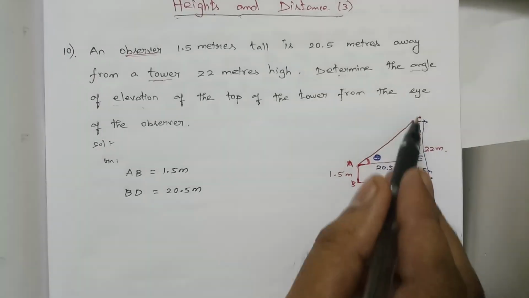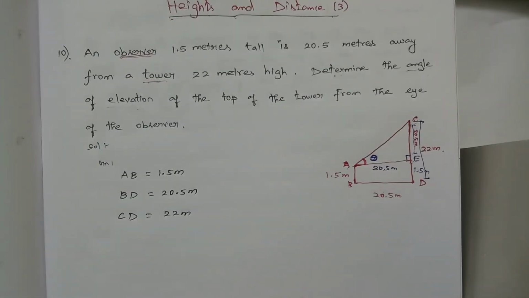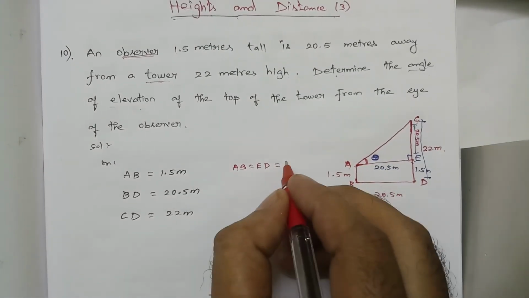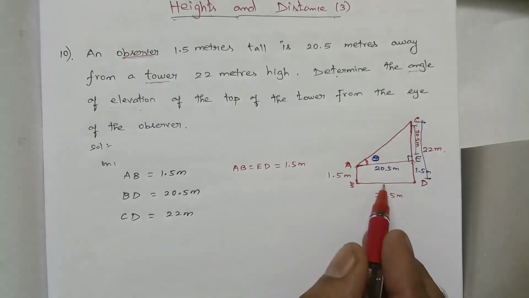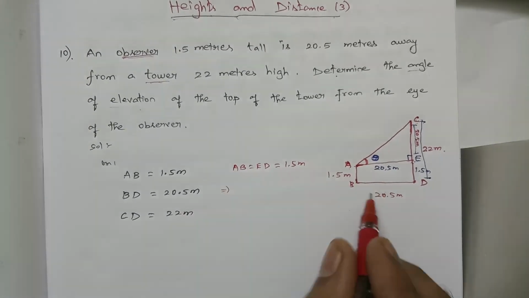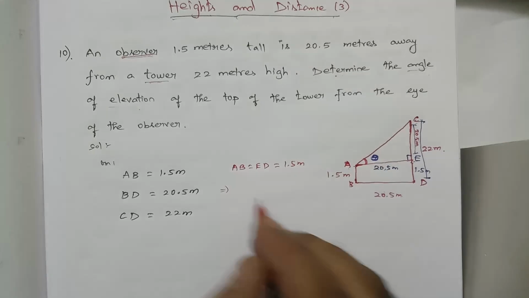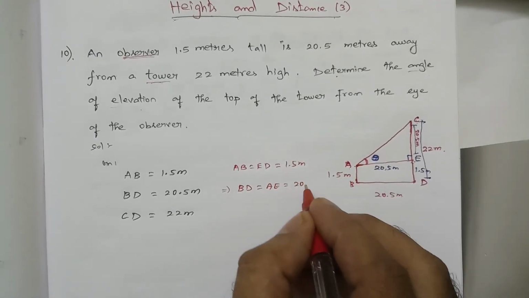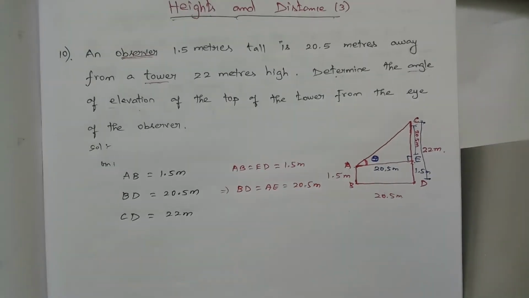And one more thing is CD, the height of the tower. CD is equal to 22 meter. This is given, right? From the given, we are finding. So already we know that AB is equal to ED, which is 1.5 meter. Next, BD is equal to AE, both are equal to 20.5 meter, right?